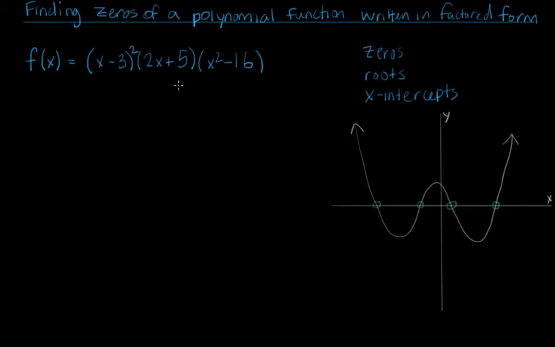And so we can find these by setting the function value equal to 0. So 0 is equal to (x minus 3) squared times (2x plus 5) times (x squared minus 16). And the good news is that when it's already factored, we don't have to work very hard to find the zeros. So we just need to look at each factor and see where each factor is equal to 0.